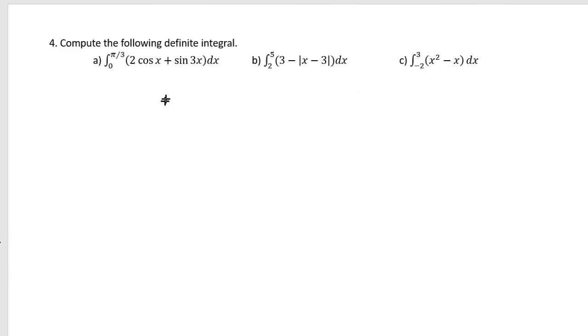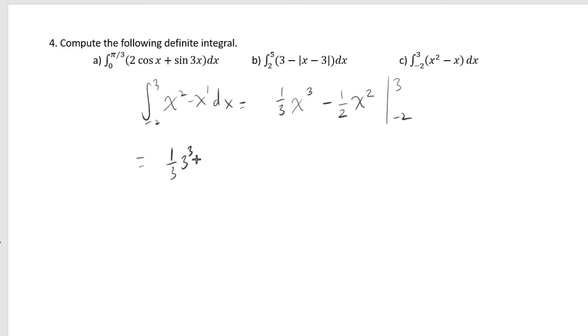Okay, here we have x squared minus x, integral from -2 to 3. That's a straightforward integration question. Integral of x squared, you add 1 to the exponent, put the reciprocal in front. See, this is x to the first power, so adding 1 gives you 2, and put the reciprocal. And you plug in 3 and -2. So 1/3 times 3 cubed minus 1/2 times 3 squared, minus, 1/3 times -2 cubed minus 1/2 times -2 squared.